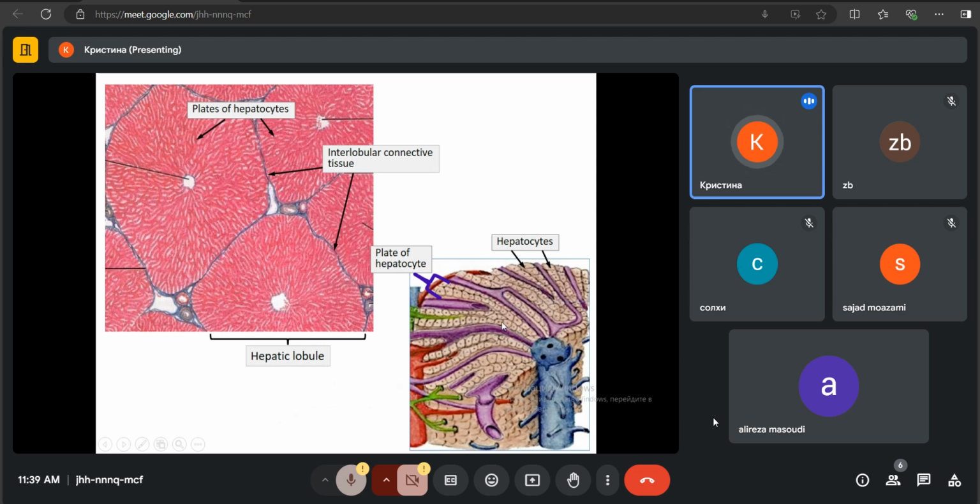Into the central vein, blood flows through the sinusoidal capillaries between the plates of the main cells of the liver called hepatocytes. So these are hepatocytes, they form the plates. They are seen as eosinophilic structures here in this picture. The lighter areas between eosinophilic ones are sinusoidal capillaries.